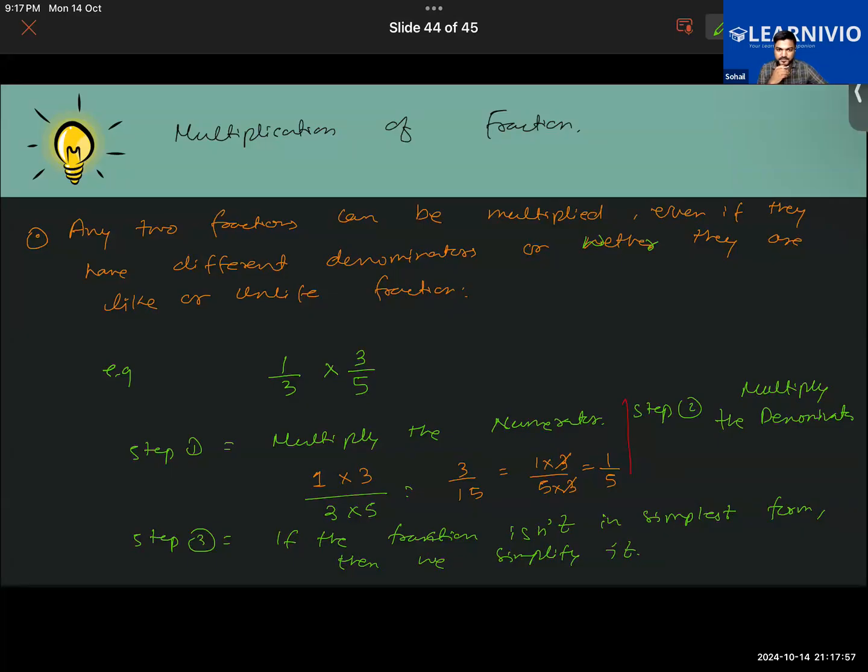Complete this quickly, Habib. Just write down this important point and then write down the 3 steps. Step number 1, multiply the numerator. Step number 2, multiply the denominator. Step number 3 says that if the fraction is not in simplest form, then we simplify it.